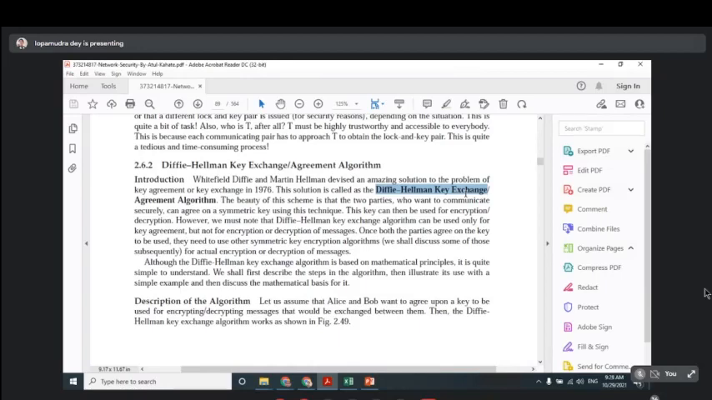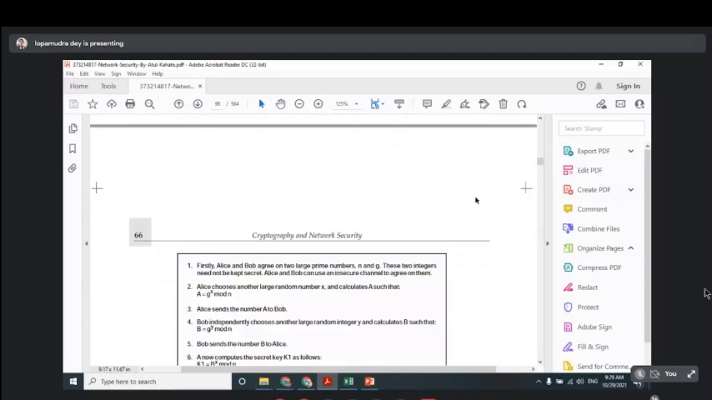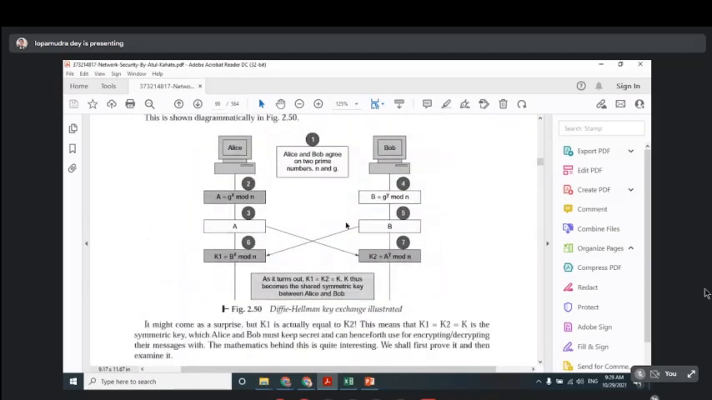Let's check the algorithm first, then I will discuss it one by one. Two persons are involved: a sender and a receiver. Alice is the sender and Bob is the receiver. Alice and Bob agree on two prime numbers, n and g. Initially, Alice and Bob decide on two prime numbers, n and g. They are not sharing the key, they are sharing two prime numbers between them, n and g.